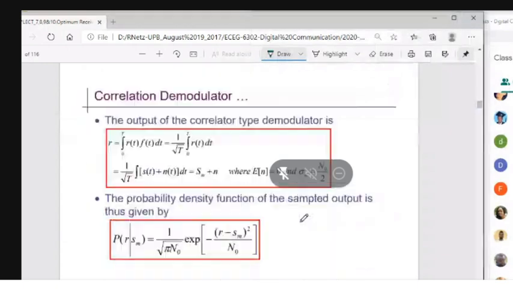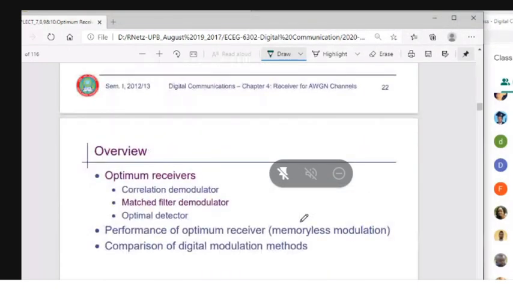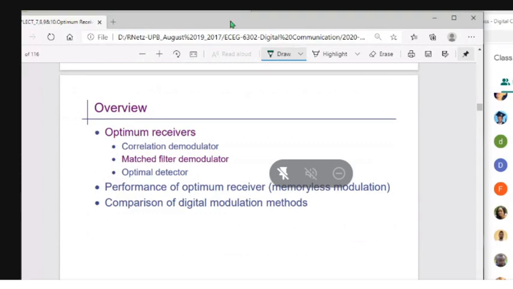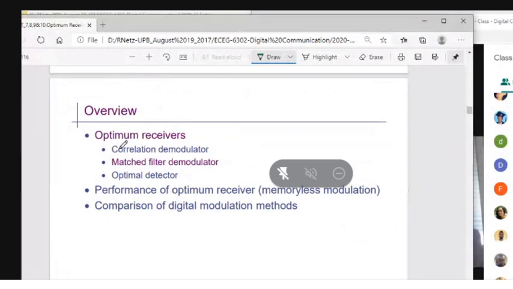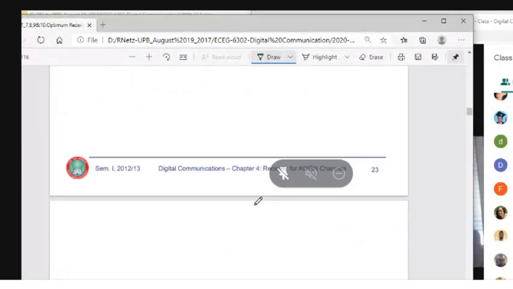Well, these are a couple of examples that you can explore on your own. I think, without taking much time, the other variant of demodulator is the matched filter type demodulator.